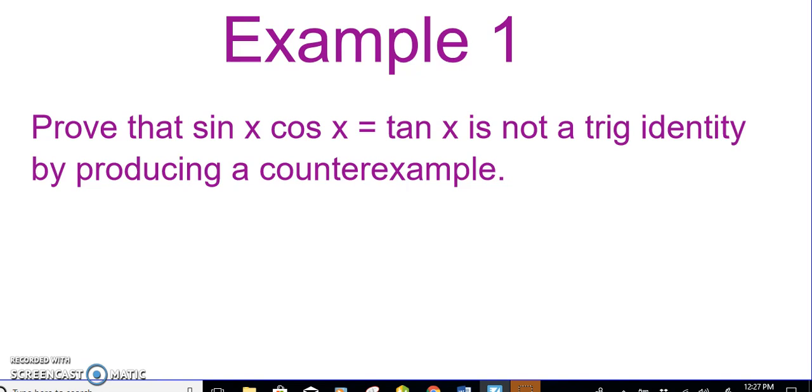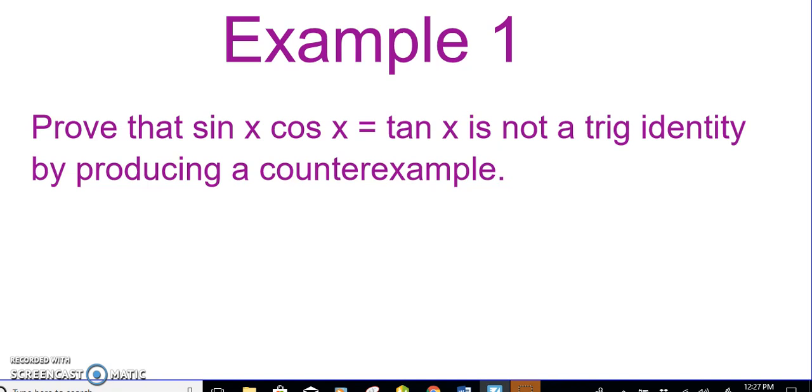So example 1 says to prove that sine x cosine x equals tan x is not a trig identity by producing a counterexample. Now, just to give you an idea, whenever we talk about trig identities, any identity means that it's going to work no matter what happens. So like 1 plus 1 is always going to equal 2. That's an identity. It will never change. It can't flip to something else. 1 plus 1 will never equal 3 or 4 or 10. It's always going to be 1 plus 1 equals 2.